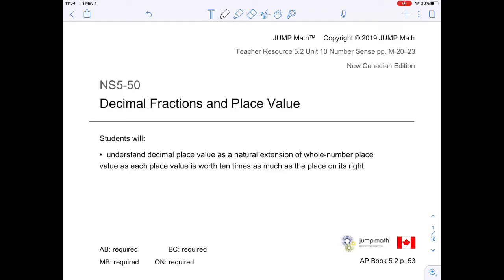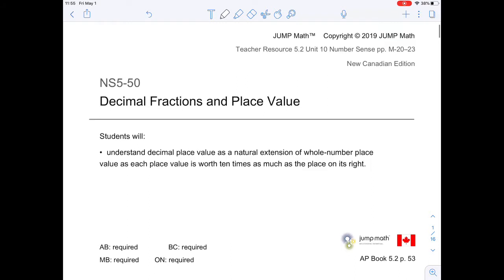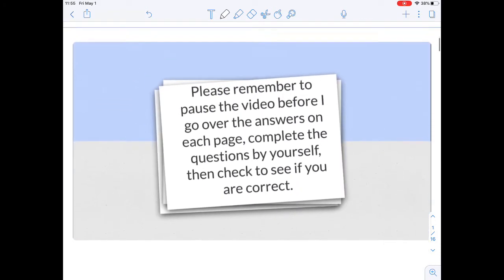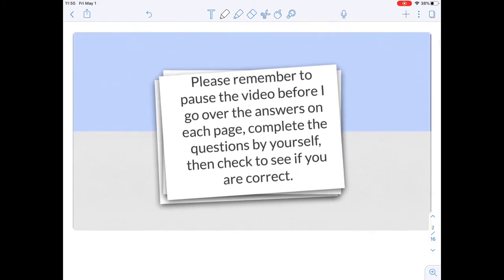By the end of this lesson, you should be able to understand decimal place value as a natural extension of whole number place value, as each place value is worth 10 times as much as the place on its right. If that is a little confusing, don't worry, it will all be explained. Please remember to pause the video before I go over the answers on each page. Complete the questions by yourself, then check to see if you are correct.